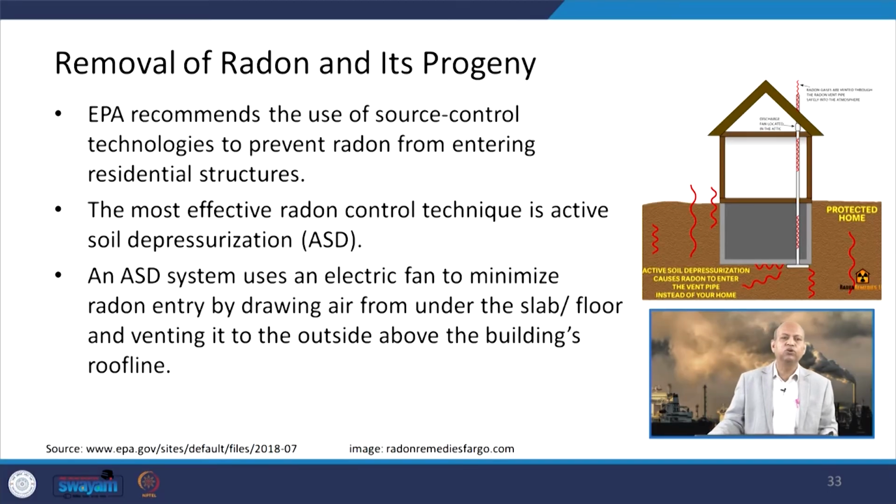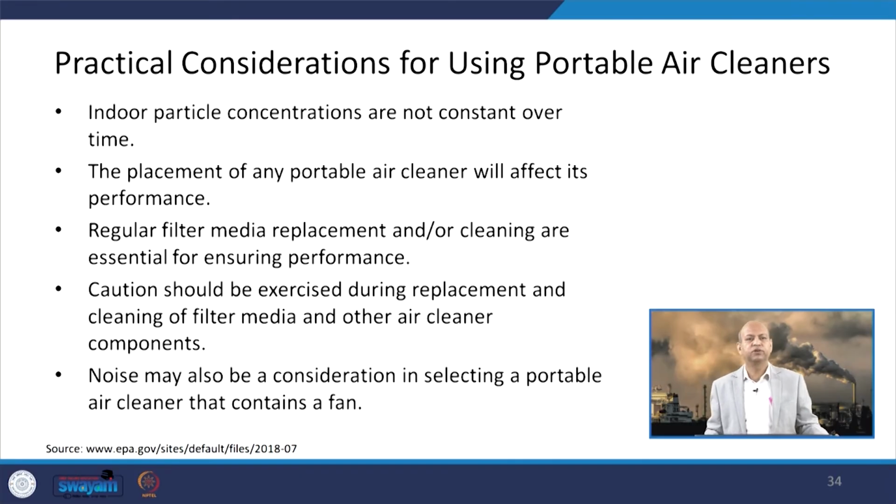Well, when we talk about removal of radon and its progeny, the Environmental Protection Agency of USA recommends the use of source control technologies to prevent radon from entering residential structures. The most effective way of controlling radon is active soil depressurization, ASD. The ASD system uses an electric fan to minimize radon entry by drawing air from under the slab or floor and venting it outside the building. So, it does not enter into the air. You can see here this kind of vents are there and it can take it out, from subways or those kind of locations.